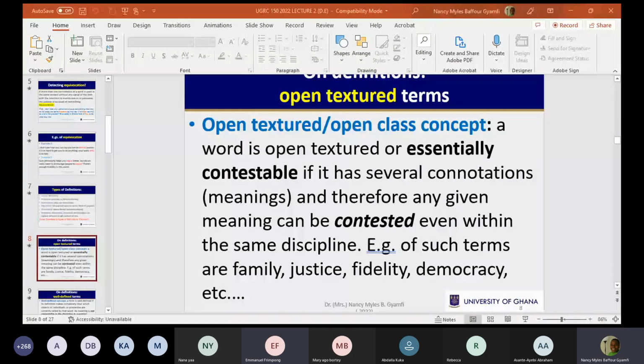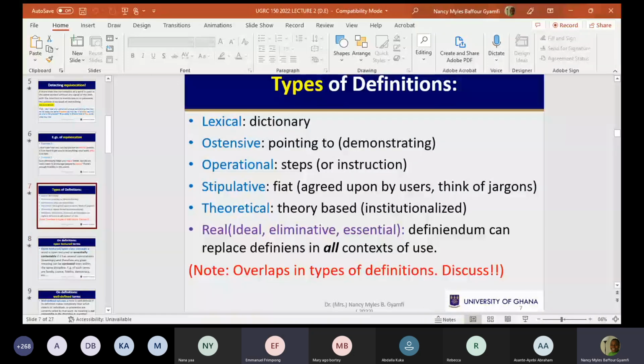Okay, madam, with the previous, that's the other definition, that's the real definition. Yes. Madam, so are you saying that if the definition does not describe the thing as a real thing, it's not a real definition?